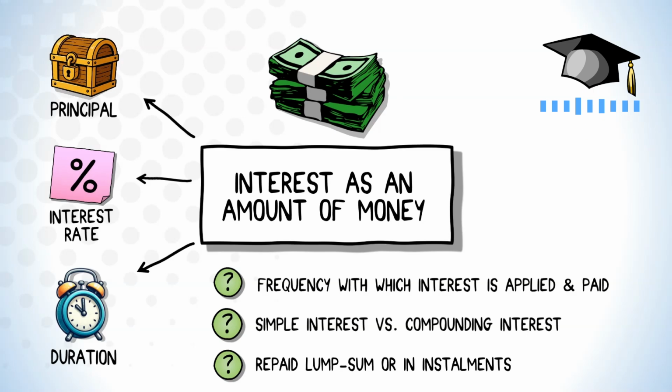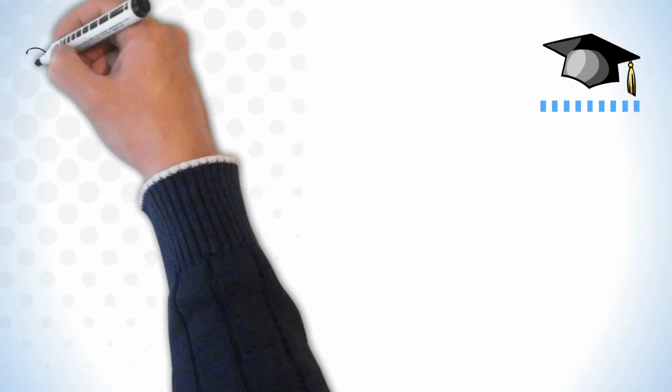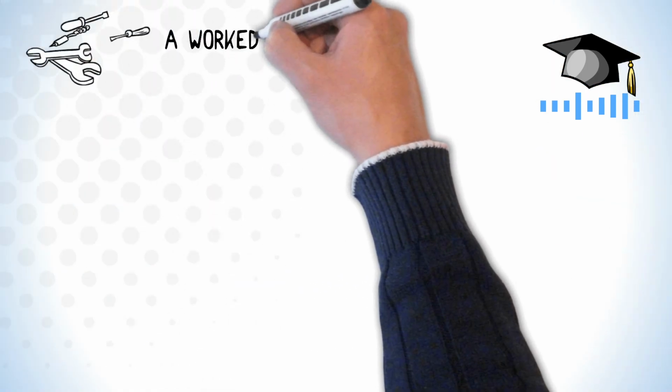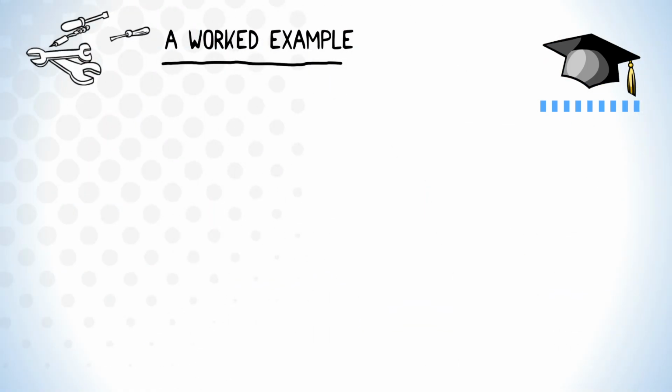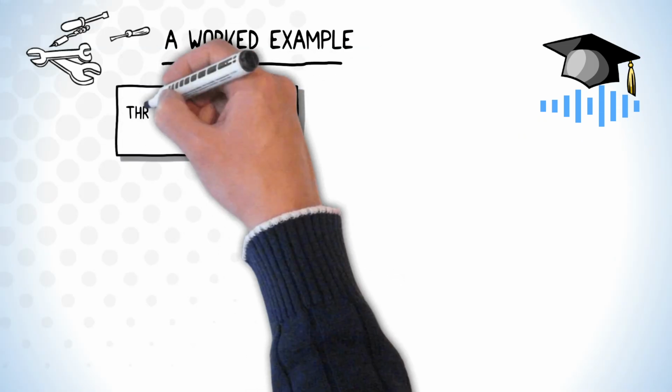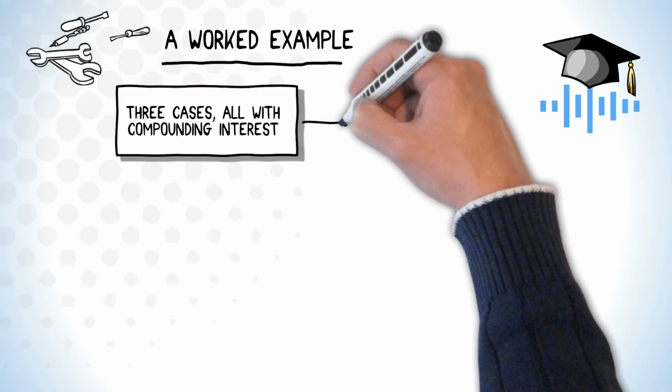I've explained what these things are in a previous video. Link in the description. So let's put together a worked example to show you how this is done. Keep in mind that we'll keep the principal, the interest rate, and the duration exactly the same. We'll be looking at 3 cases, all of which are with compounding interest.